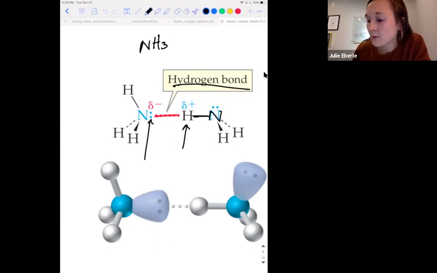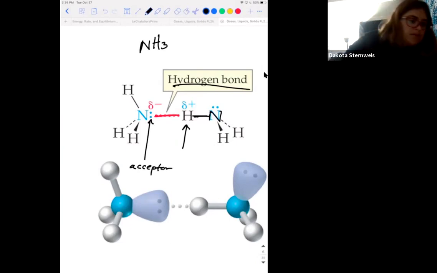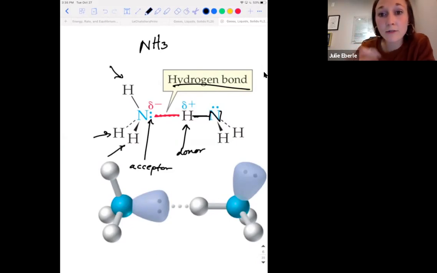So how do we label these? How would we label the lone pair on the nitrogen? Is that the acceptor or the donor? The acceptor. That's correct. And then the hydrogen here is a donor. Any of these hydrogens as well could be possible donors. They could equally be involved in hydrogen bonds with other molecules. Okay, neighboring molecules. We're not showing that, but they could be, okay?